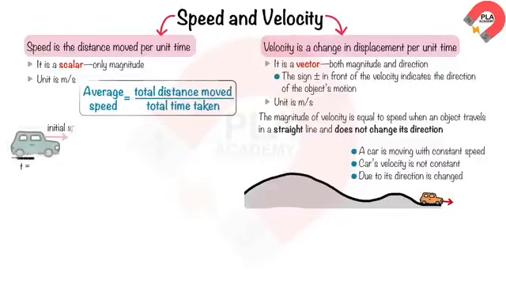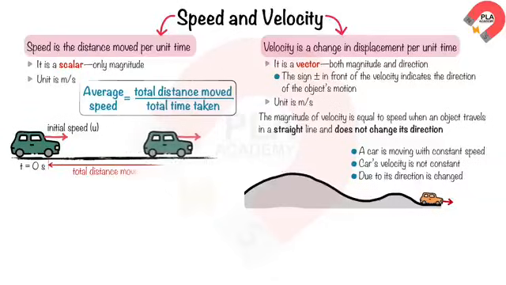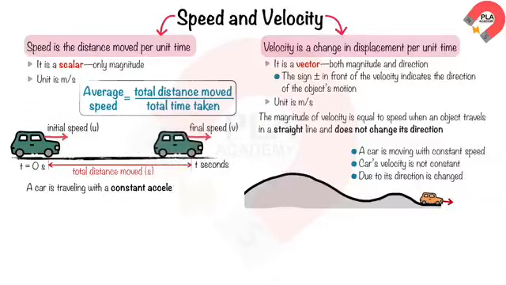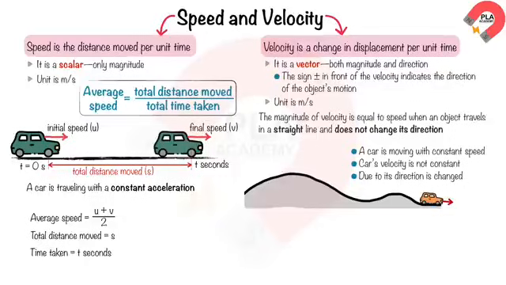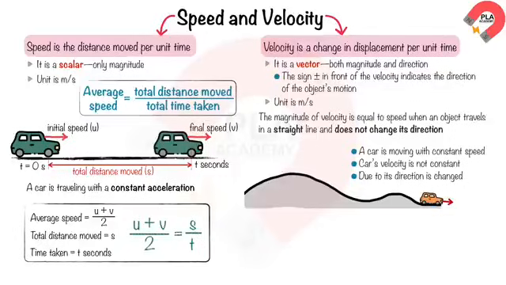A car traveling at an initial speed of u for t seconds reaches a final speed of v and covers a distance of s meters, and its acceleration is constant. In a diagram, the average speed is (u plus v) over 2. Total distance moved is s. Total time is t. Therefore, (u plus v) over 2 equals s over t.